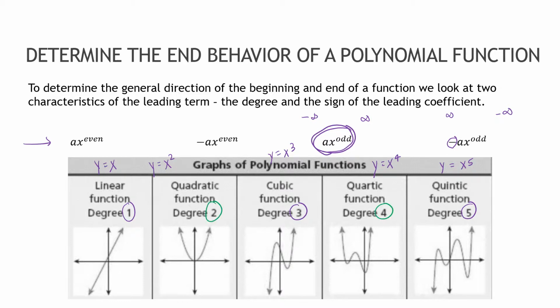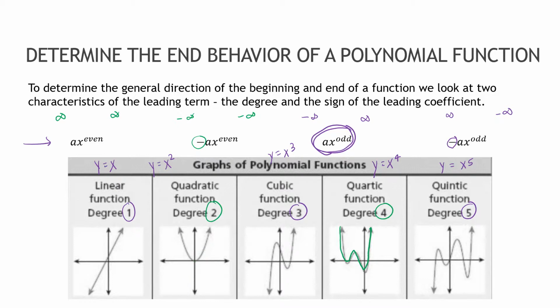Now let's look at my even functions. 2, 4, it would be the same for 6, etc. What I know here is it starts up, and it ends up. And it starts up, and it ends up. So my normal function will go to infinity as I go to the left and to the right. And again, if I had a negative value in front, it would look like this, down and down. So we get the idea of the end behavior.